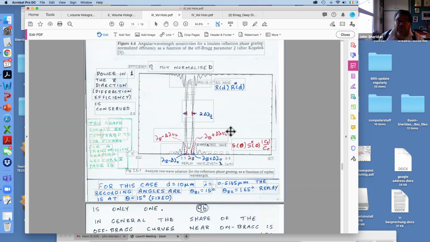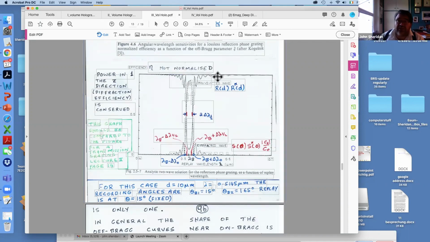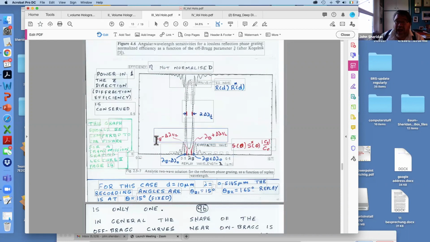And if we look at our off-Bragg response, again, this is normalized. Here's our transmitted beam. We get this oscillation effect. Here's our diffracted beam, this dashed line here. And we have our half wave power, the lambda Bragg plus and minus delta lambda over half, or plus and minus delta theta over half. And here we have our off-Bragg parameter. We can plot it as a function of wavelength, or we can convert the wavelength into a dephasing parameter or an off-Bragg parameter. So many different types of representation.